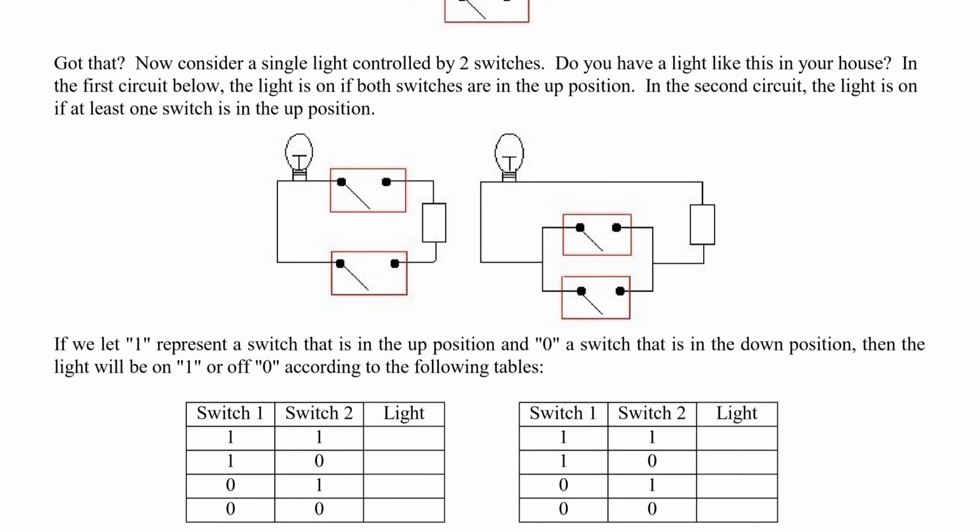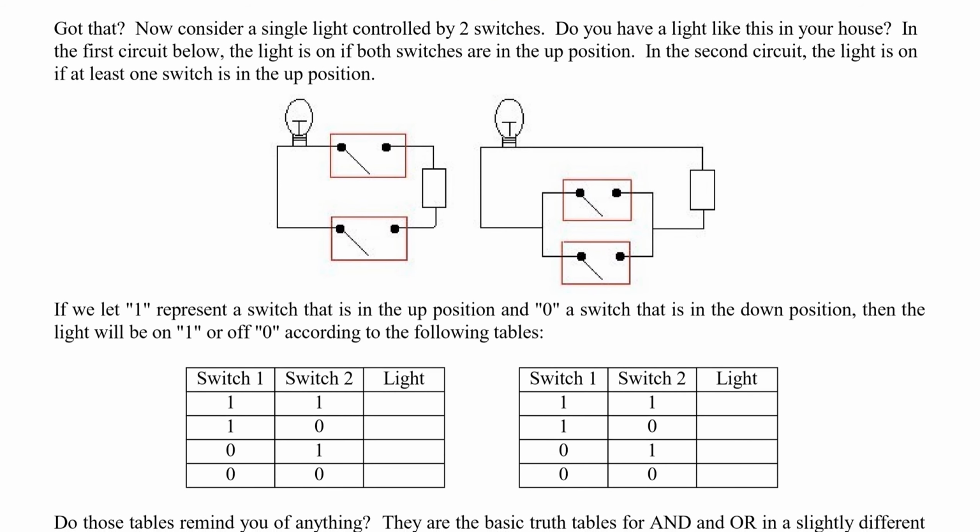Got that? Now let's consider a single light controlled by two switches. Do you have a light like this in your house? Maybe you have a light in your dining room, and on one side of the room there's an entrance with a light switch that turns that dining room light on or off, and then on the other side of the room at a different entrance there's another light switch that you can also use to turn the light on and off. So if you have a switch like that in your house, think about that as we explore the conjunction and disjunction truth table.